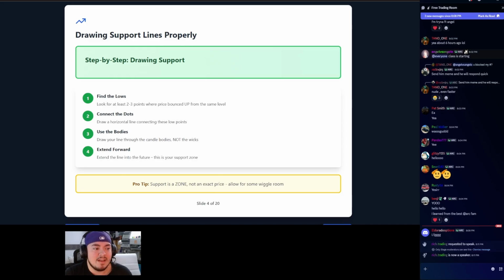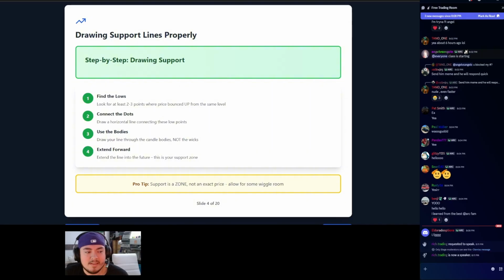Step 2, connect the dots. Draw a horizontal line connecting these low points. This is going to visually help you see where these levels of support are. Step 3, using the bodies. Draw each line through the candle bodies, not the wicks. It gives you a more accurate representation of where the trend is being held and where it's being rejected. We focus very much on the candle closes here at our Capital.